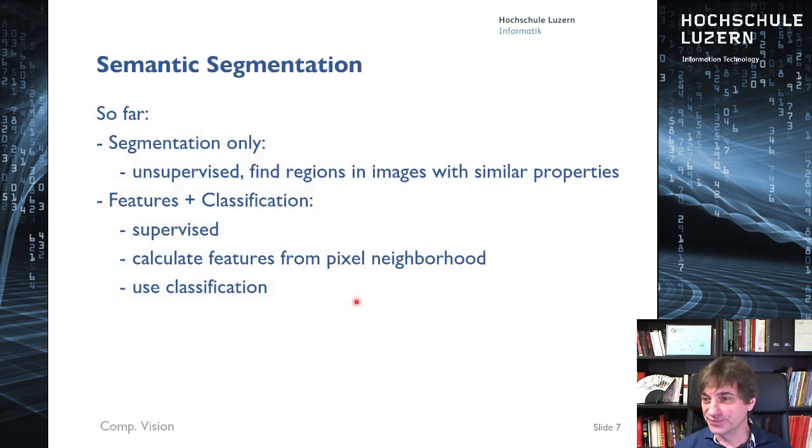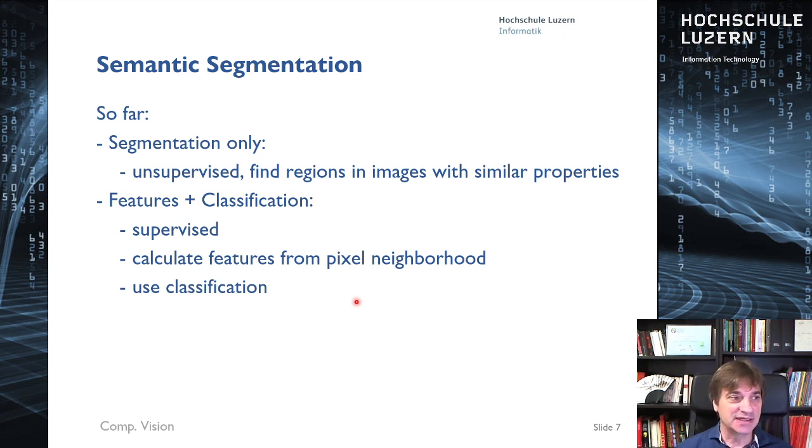Okay, so now let's continue with the semantic segmentation. What have we looked at so far? At the beginning, we looked at segmentation only. What is segmentation? It's unsupervised. We try to find regions in images with similar properties, and one approach for that was clustering, for example, with k-means or with mean shift to find those.